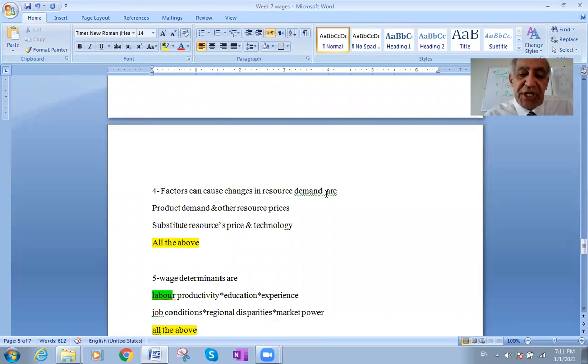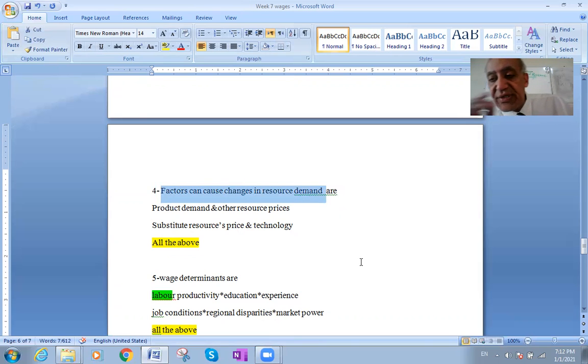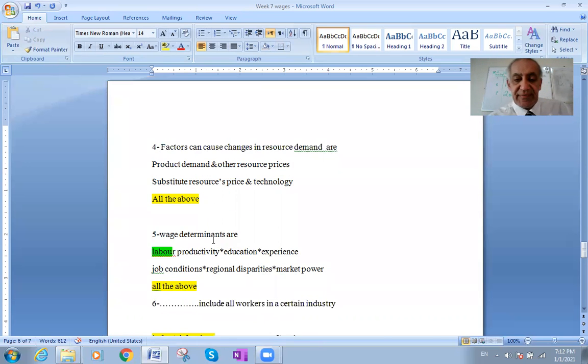Factors that can cause changes in resource demand are product demand, substitute resources, price, technology. Do you think this one or this one, or all the above? Of course, we said there are a lot of factors that affect the resource demand. So those are all the factors together.